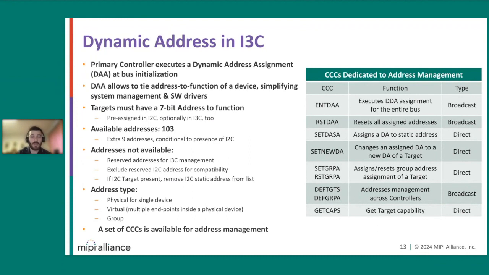So here, as you can see on the right side, there are many CCCs dedicated to this address management, whether it be DA assignment, resetting, or setting a new one, and then you can also do group addresses that can be assigned. And then, of course, a very important CCC at the bottom there is our GETCAPS, which is in order to get the capabilities of a target. So the controller is able to send that. The target would then return data with all of the capabilities that it has, so that the controller and target can come to some sort of agreement as to what features can be used, right? So CCCs are a key feature and very highly used within this I3C standard.